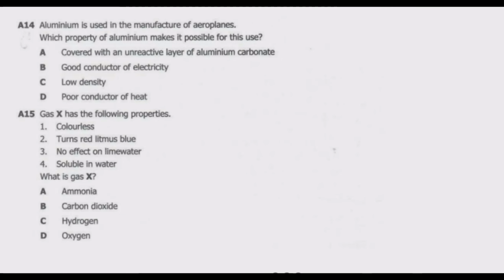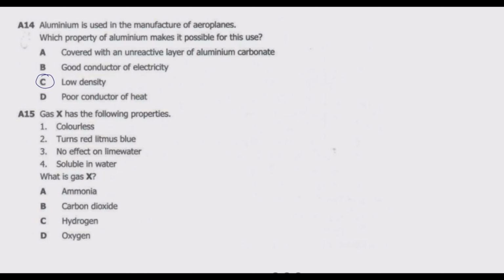Let us look at question 14. Aluminium is used in the manufacture of aeroplanes. Which property of aluminium makes it possible for this use? A, covered with an unreactive layer of aluminium carbonate. B, good conductor of electricity. C, low density. D, poor conductor of heat. So this is the low density, which makes it to be used in aeroplanes.